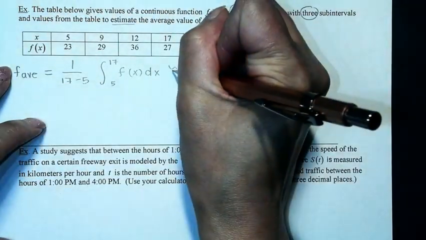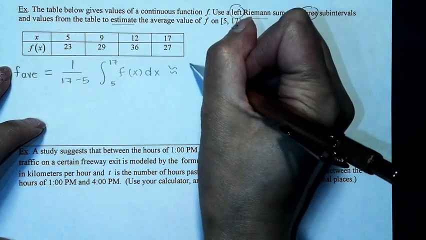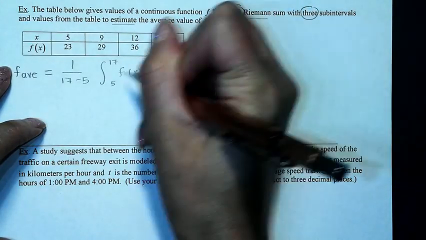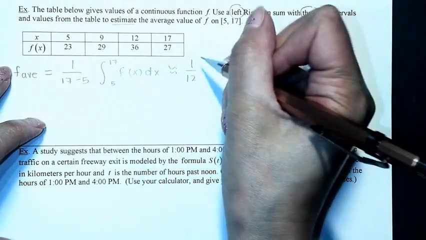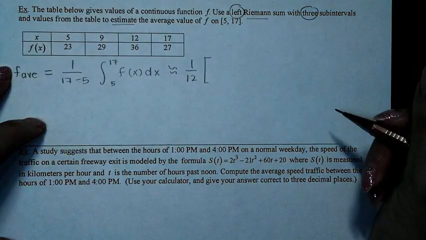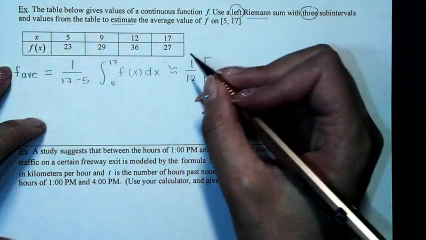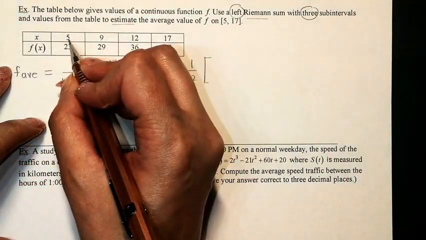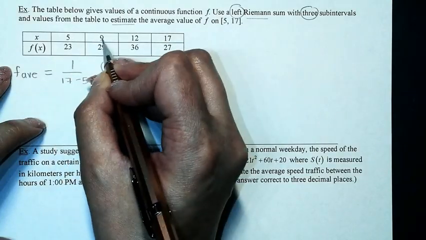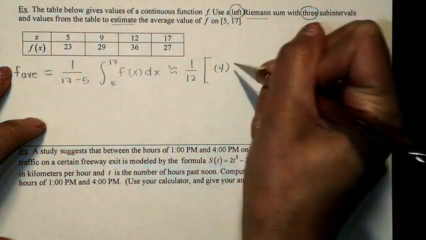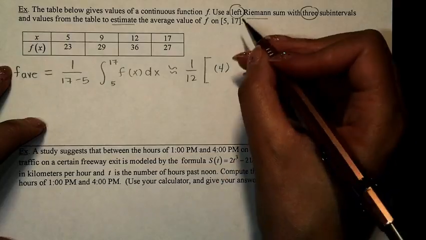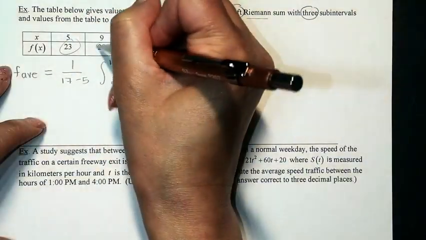The approximation is going to be as follows. You know that it's 1 over 12, because that's 1 over 17 minus 5. And then you're going to do your Riemann sum. Instead of the integral from 5 to 17, you're going to put your Riemann sum. The distance between 5 and 9 is 4, so your base is that one. And what's going to be your height? We're going to use the left, so you're going to use this one, and this one.